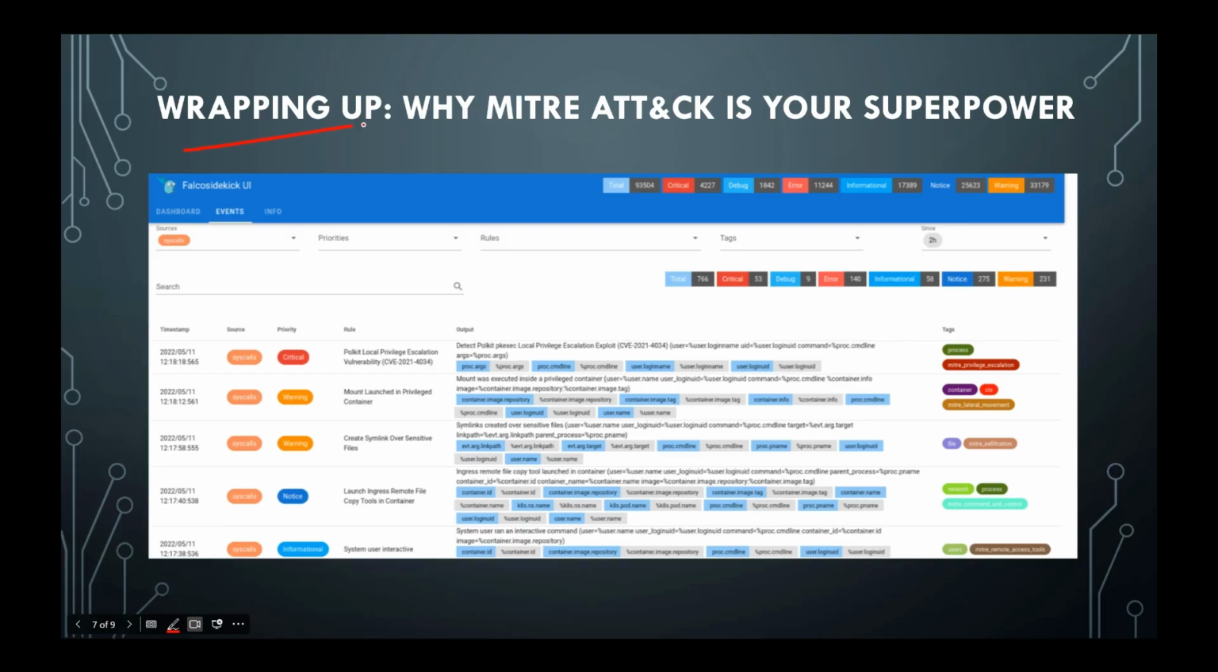Now let's wrap up with why MITRE ATT&CK is your superpower. That's MITRE ATT&CK in a nutshell. As a SOC analyst, it is like having X-ray vision into how attackers think. Learn it, use it, and it will level up your detection, response, and threat hunting skills big time. Now I want to hear from you: which part of the ATT&CK framework do you find most interesting?